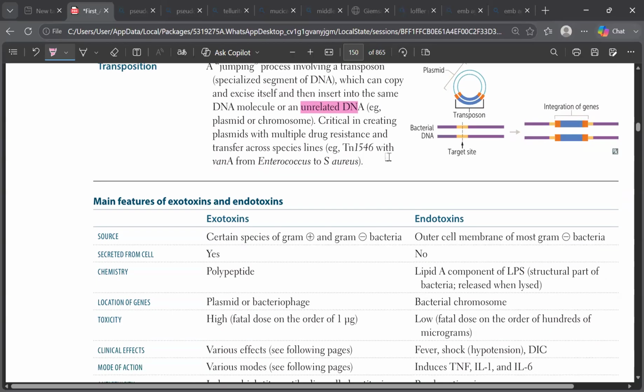Example, Tn1546 with vancomycin A resistance from Enterococcus to S. aureus. Okay, so Enterococcus has vancomycin A resistance and it transfers that to Staph aureus with the help of transposition, and this causes multiple drug resistance and transfer across species line.